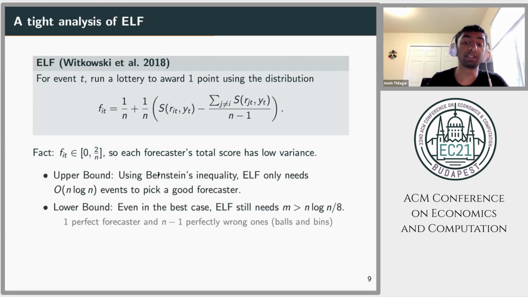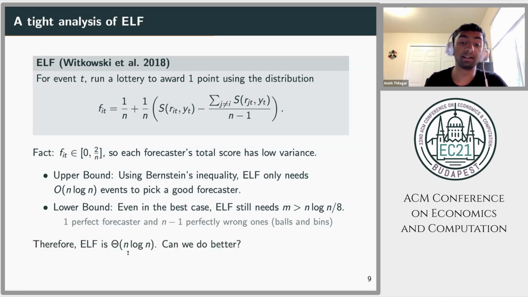So actually, each forecaster's total score has a pretty low variance. And using Bernstein's inequality, we can use that fact to show that ELF only needs n log n events to pick a good forecaster. And then if we consider the best case for ELF, where there's one perfect forecaster and everyone else is perfectly wrong, we can use a balls and bins analysis on the lottery to show that even in this best case, ELF still needs n log n. So that gives us a tight bound on ELF, which is that it's exactly n log n. So can we do better than that? To do that, we're going to need to design a new mechanism because ELF's lower bound is n log n here.